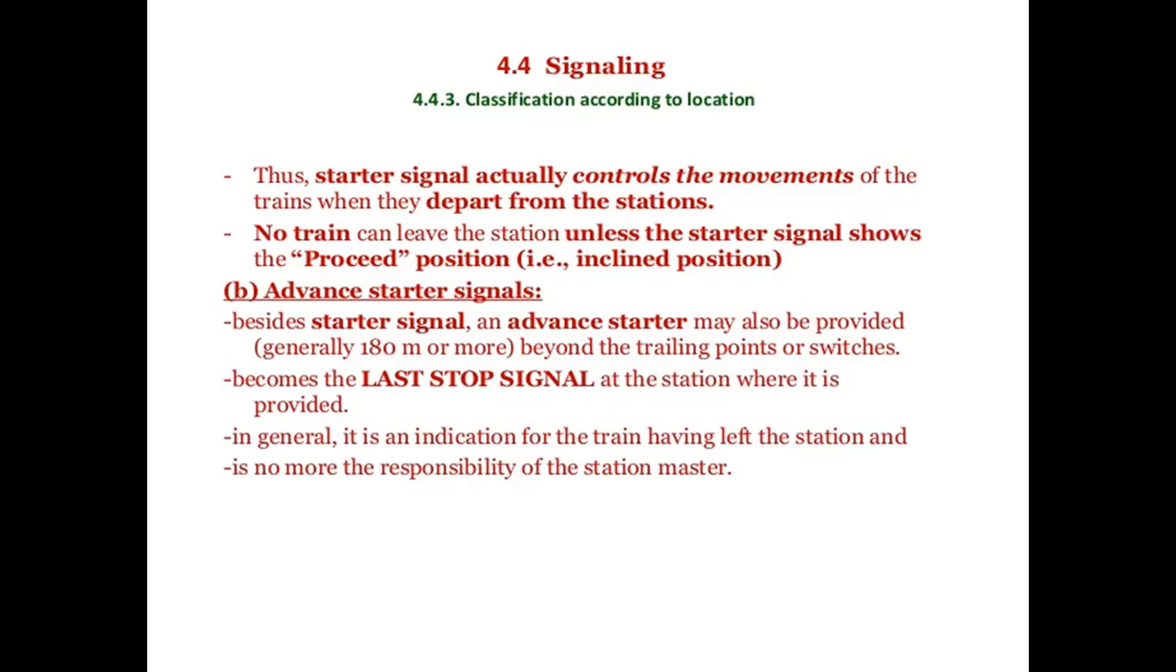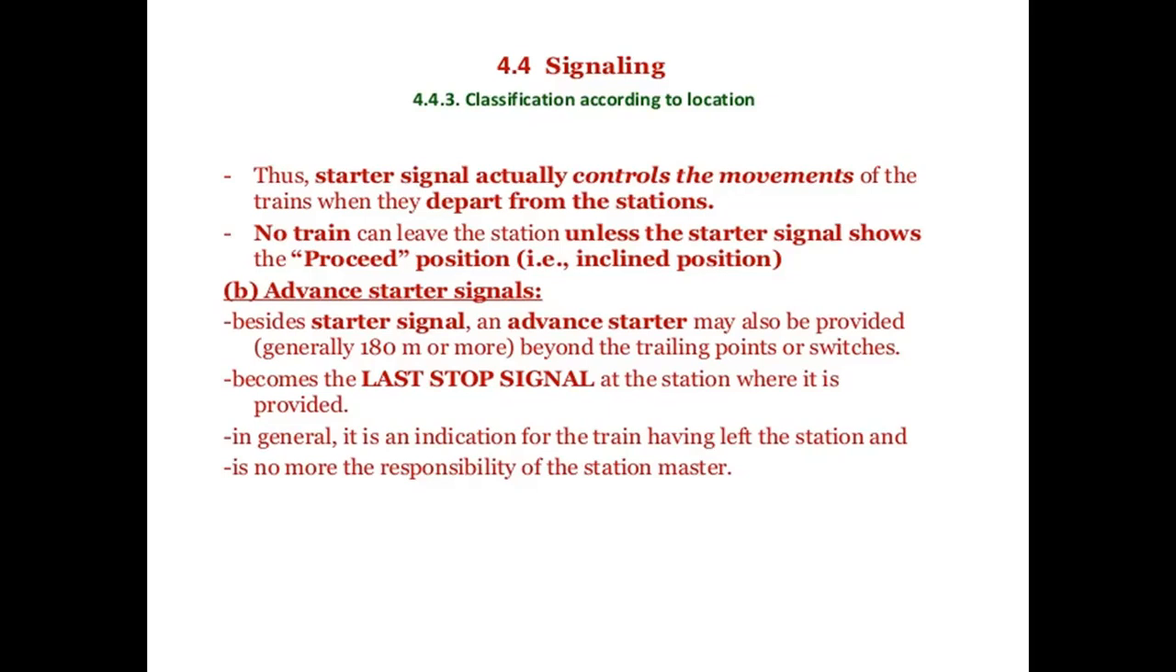Advanced starter signals. Besides the starter signals, an advanced starter may also be provided, generally 180 or more meters beyond the trailing points or switches. It becomes the last stop signal at the station where it is provided. In general, it is an indication that the train has left the station and is no more the responsibility of the station master.